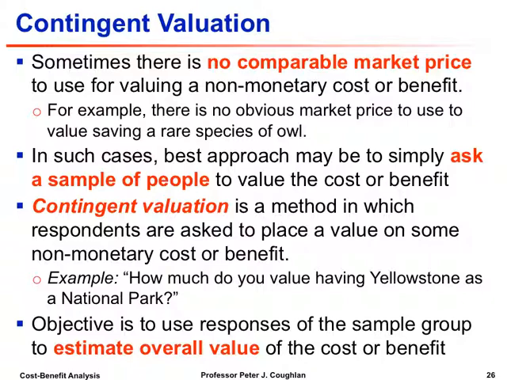And so when there is no obvious market price for things like environmental quality, national security, things like this, then sometimes the best approach may be simply to ask people, how much is it worth to you? And this, of course, has its pros and cons. But contingent valuation is a method in which respondents are asked to place a value on some non-monetary cost or benefit. For example, questions like, how much do you value having Yellowstone as a national park? And the goal is to use the survey responses to estimate the overall value of the cost or the benefit. And there are good practices and bad practices in doing that. And there are pros and cons to that approach.